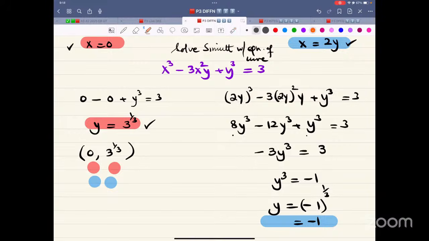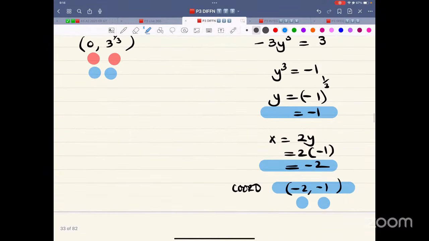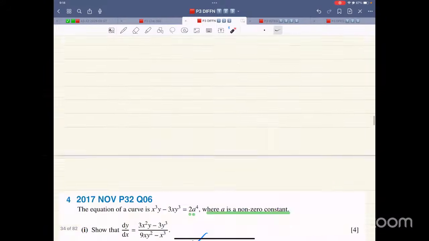So let me just focus over here. X is 2y, that is 2y, that goes over here. And then x squared, that is 2y whole square, that goes over here. The other terms were already in y. And we get a beautiful answer. Cube root of a negative number is negative. So x is 2y, that is also negative. So this is one coordinate, this is the other coordinate.